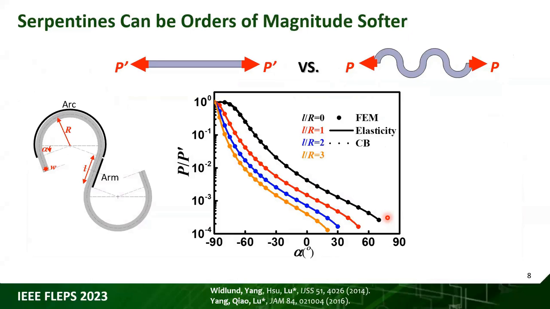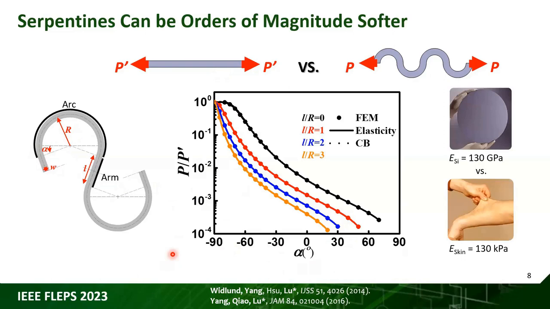One thing I would like to highlight, in addition to the stretchability of serpentines, is the softness of serpentines. From our model, as well as experiments, we have proved that if you take the same ribbon and change the geometry into a serpentine shape, the force you need to apply to stretch by the same amount could be orders of magnitude lower than the counterpart ribbon. And this alpha is the joining angle that we use to define a horseshoe shaped serpentine. The larger the alpha, the more tortuous, the more wavy the serpentine is. So this orders of magnitude reduction in stiffness gives us hope to build skin-like electronic tattoos out of even conventional organic electronic materials.